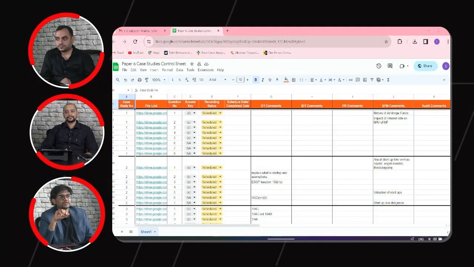Because Chinmay sir, I have known him since almost 15, 20, how many years? Yeah, 15 years plus now. But the thing is, he plans his entire thing really well, and you can see the sheet that he has created. Even I was very impressed by the same. It has made our life also easy.